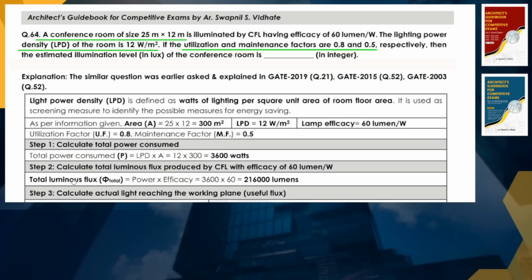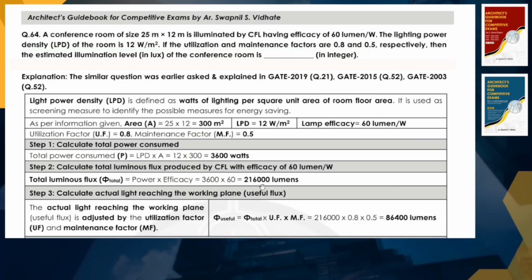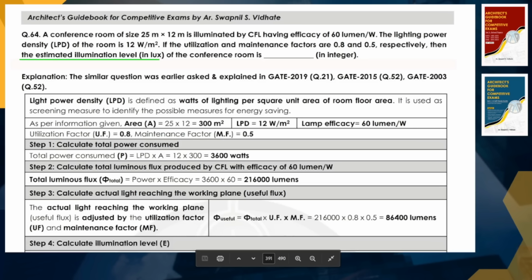Now, how to calculate the actual light reaching the work plane? You just multiply this 216000 by the utilization factor and the maintenance factor. So the actual light reaching the working plane is adjusted by the utilization factor and the maintenance factor. If you multiply using a scientific calculator, you will get the actual light reaching the working plane: 86400 lumens. Now in the last step we need to calculate the illumination level, right?